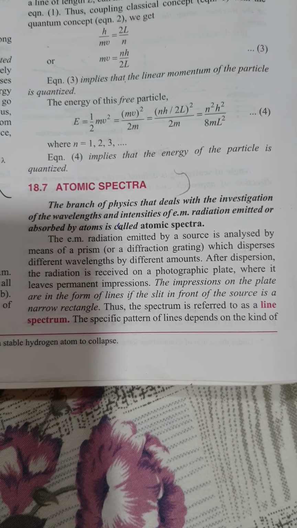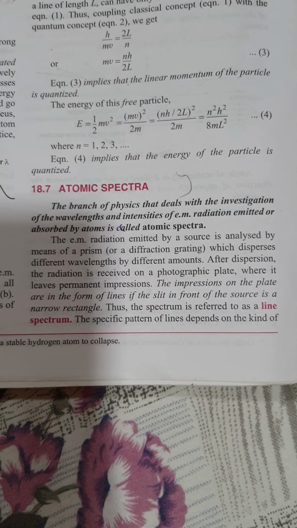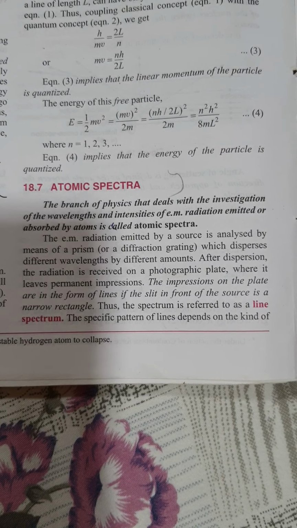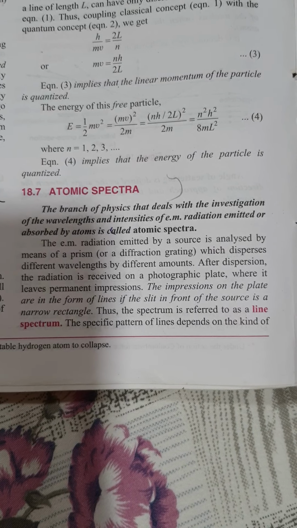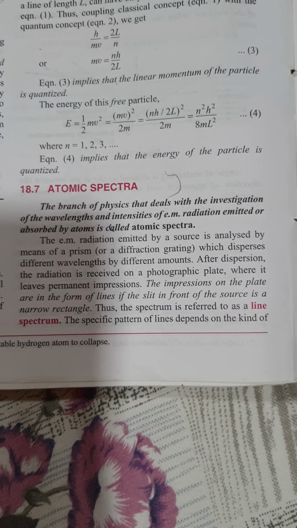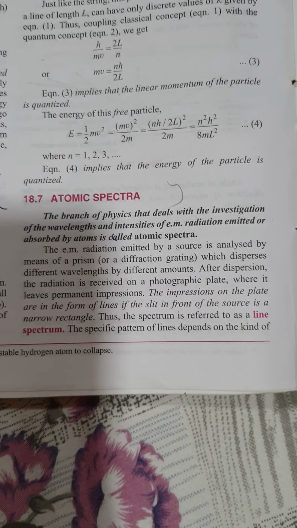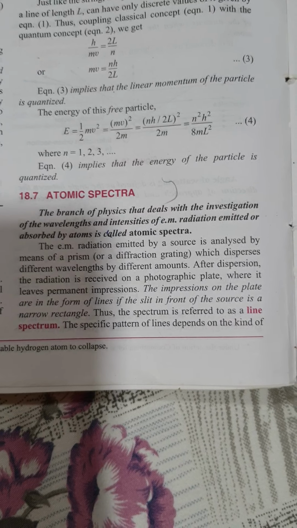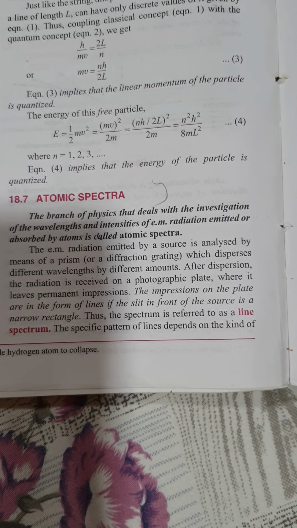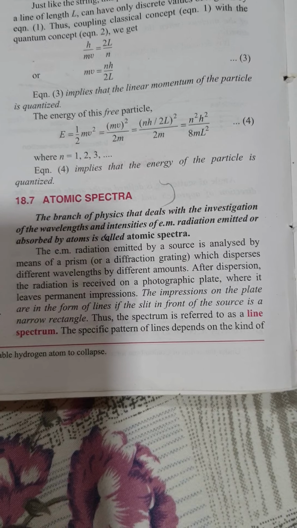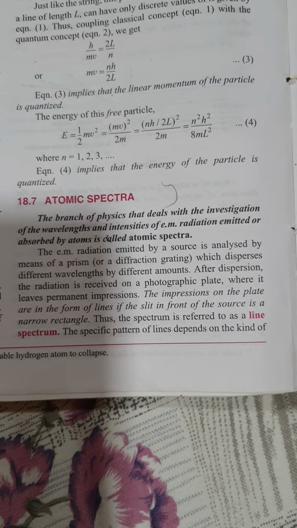Atomic spectra is the branch of physics that deals with studying the wavelength and intensity of EM radiation emitted or absorbed by atoms. Basically, there are two types of spectrum: one is called emission spectrum and another is called absorption spectrum.